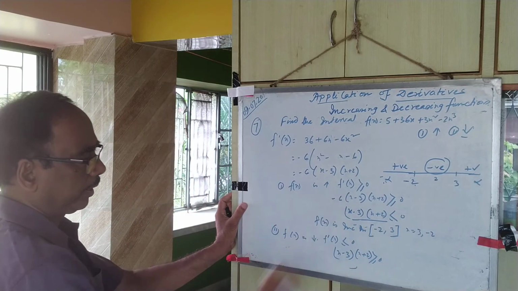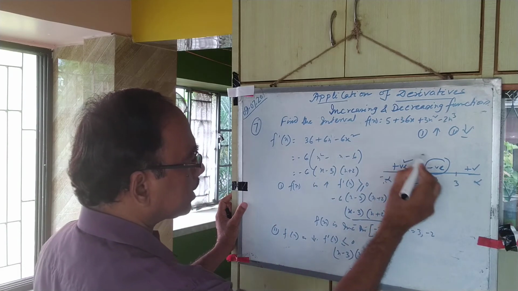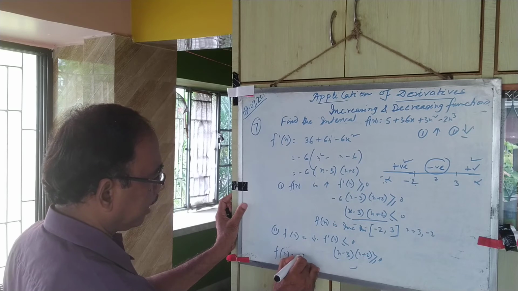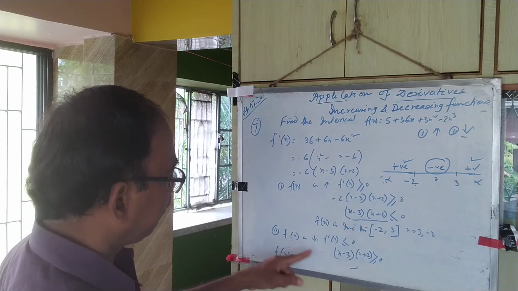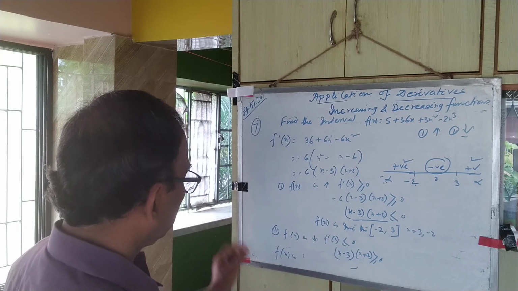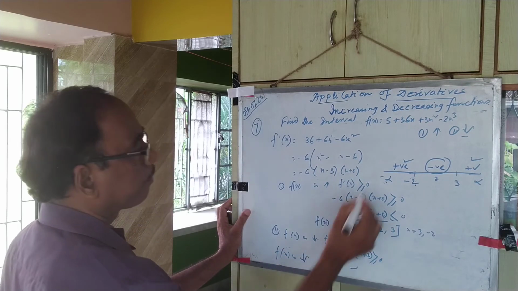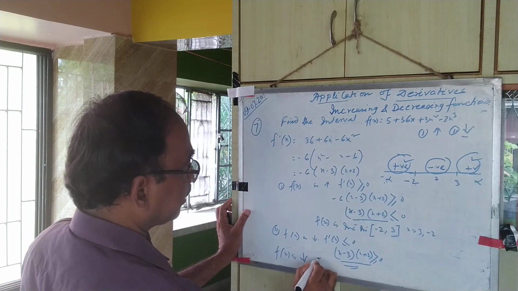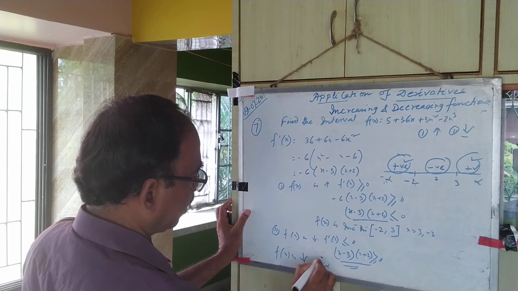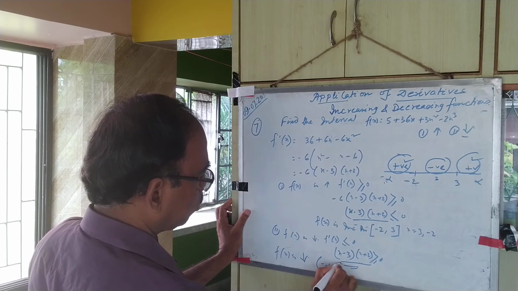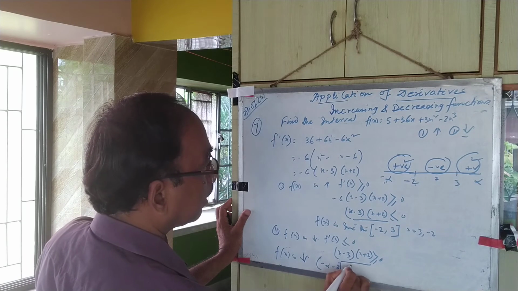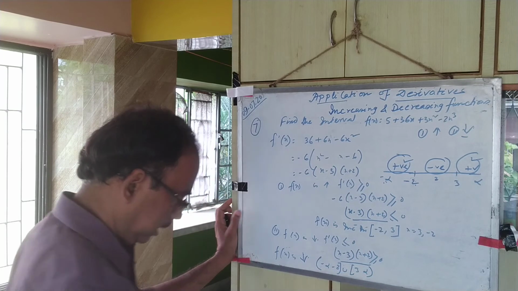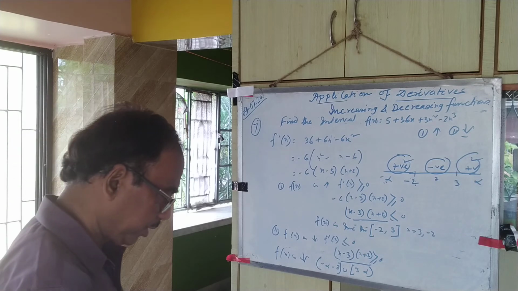Negative should be positive, greater than 0. Now test again. So here these are positive. Therefore, f(x) is decreasing where f dash x is less than 0, and this should be positive. This is your interval. In the interval minus infinity to minus 2, closed, union 3 to infinity, f(x) is decreasing.